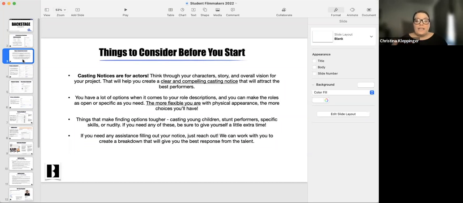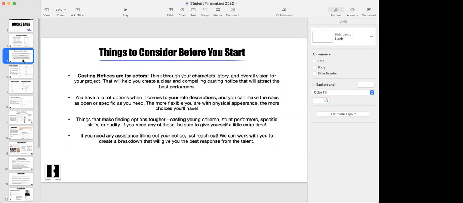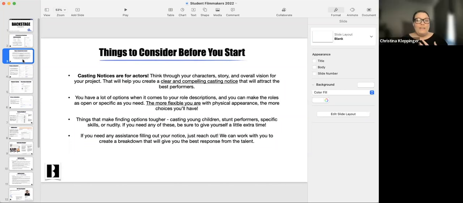And then the last thing to think about is there are things that apply to your student films that make casting harder. Very young children, stunt performers, things like nudity. And for Backstage, we consider nudity anything from like a bathing suit down. I'm not saying never ever cast for those things. I just think if you know that you're going to have something very specific you're looking for.